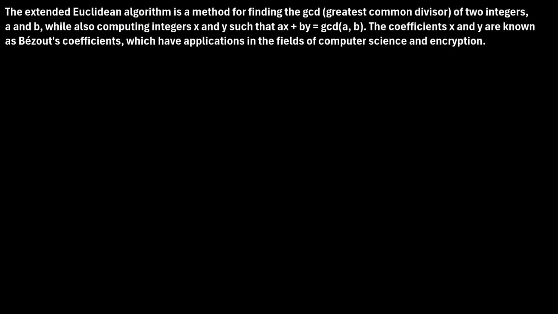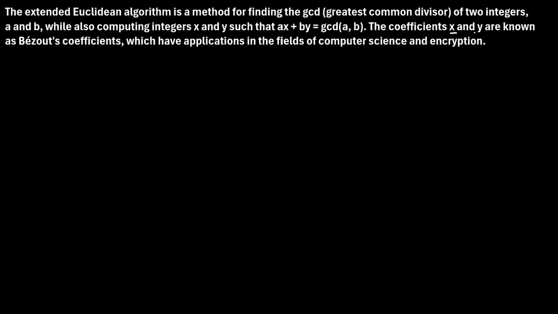In this video, I will explain how to use the extended Euclidean algorithm. So let's start with a quick definition. The extended Euclidean algorithm is a method for finding the GCD, which is the greatest common divisor, of two integers, let's call them a and b, while also computing integers x and y, such that we can write a times x plus b times y is equal to the GCD of a and b.